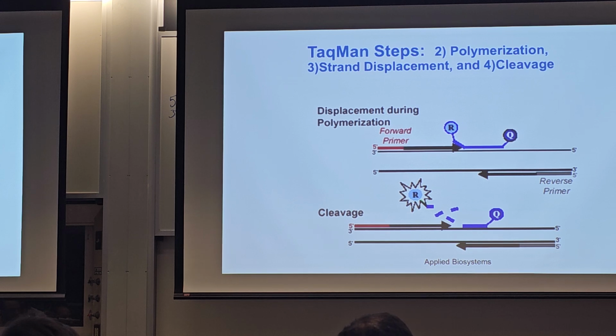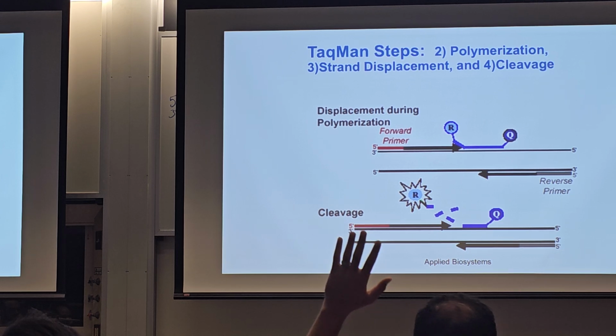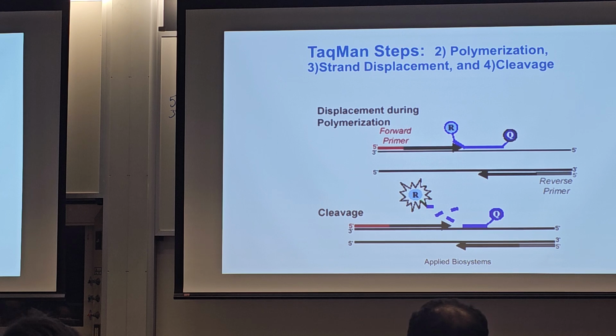Okay? I suppose you could design a second probe that would hybridize to the other strand, but nobody does that. Okay? Is there an efficiency associated with the activation of the reporter? So if it's not 100%, then that would affect the calculation as well, right?